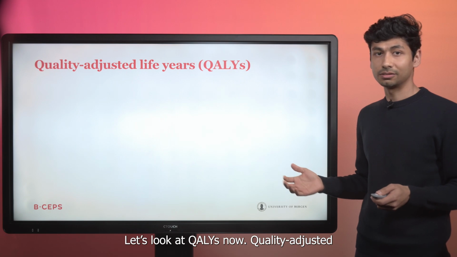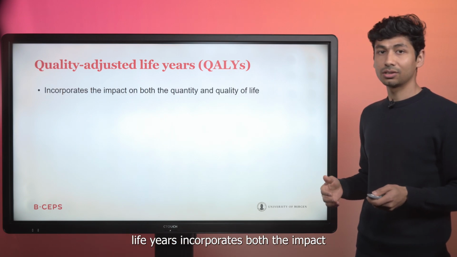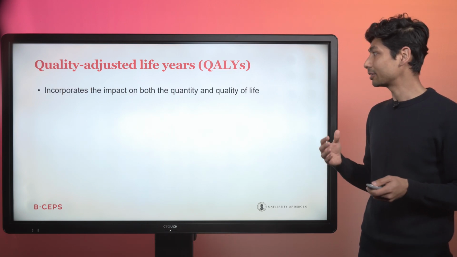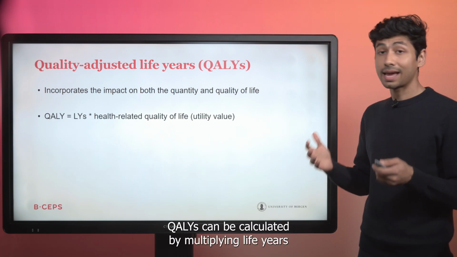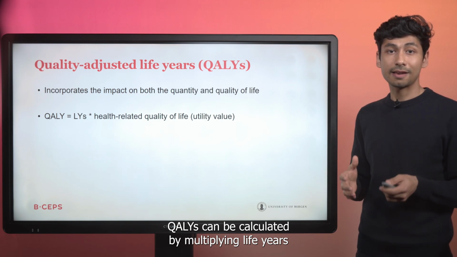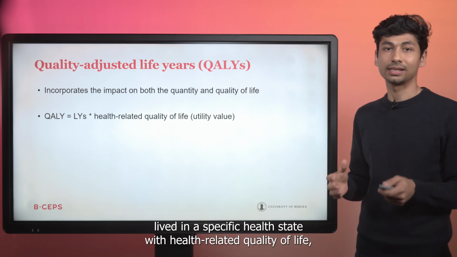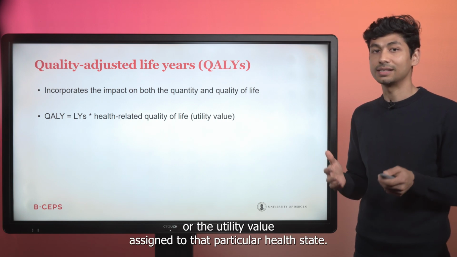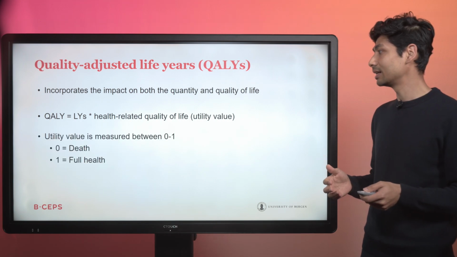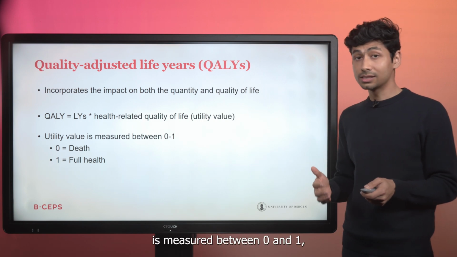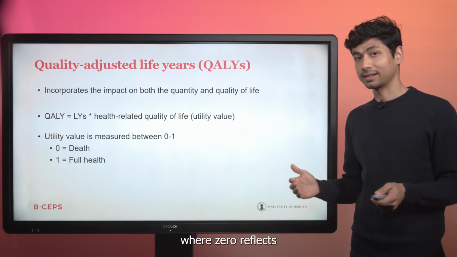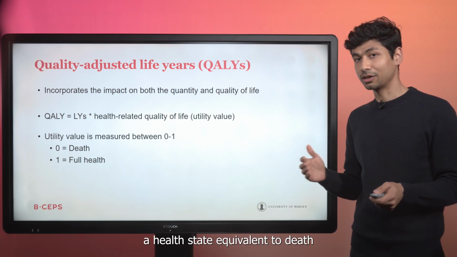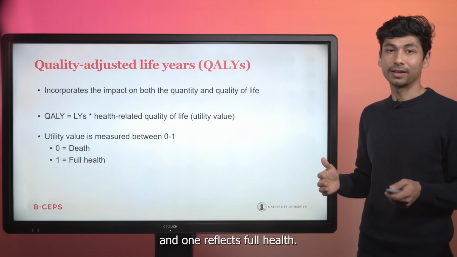Let's look at QALYs now. Quality adjusted life years incorporate both the impact on the quantity and the quality of life. QALYs can be calculated by multiplying life years lived in a specific health state with health-related quality of life, or the utility value, assigned to that particular health state. Utility value is measured between 0 and 1, where 0 reflects a health state equivalent to death and 1 reflects full health.